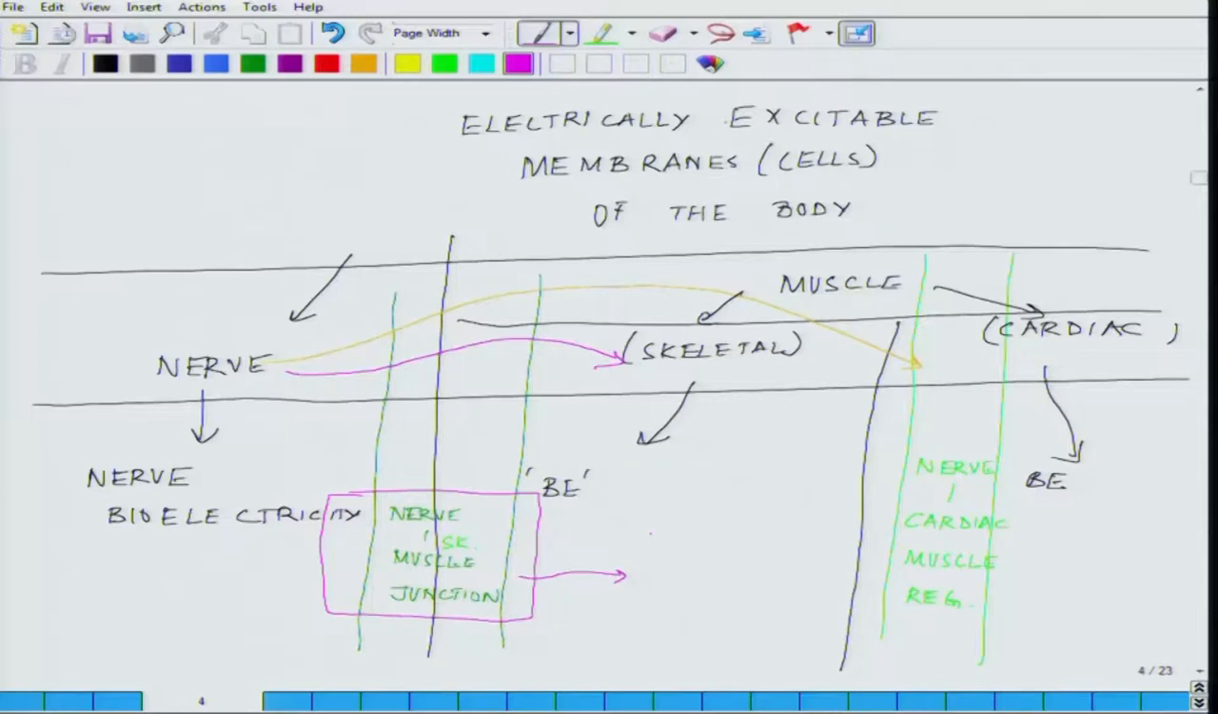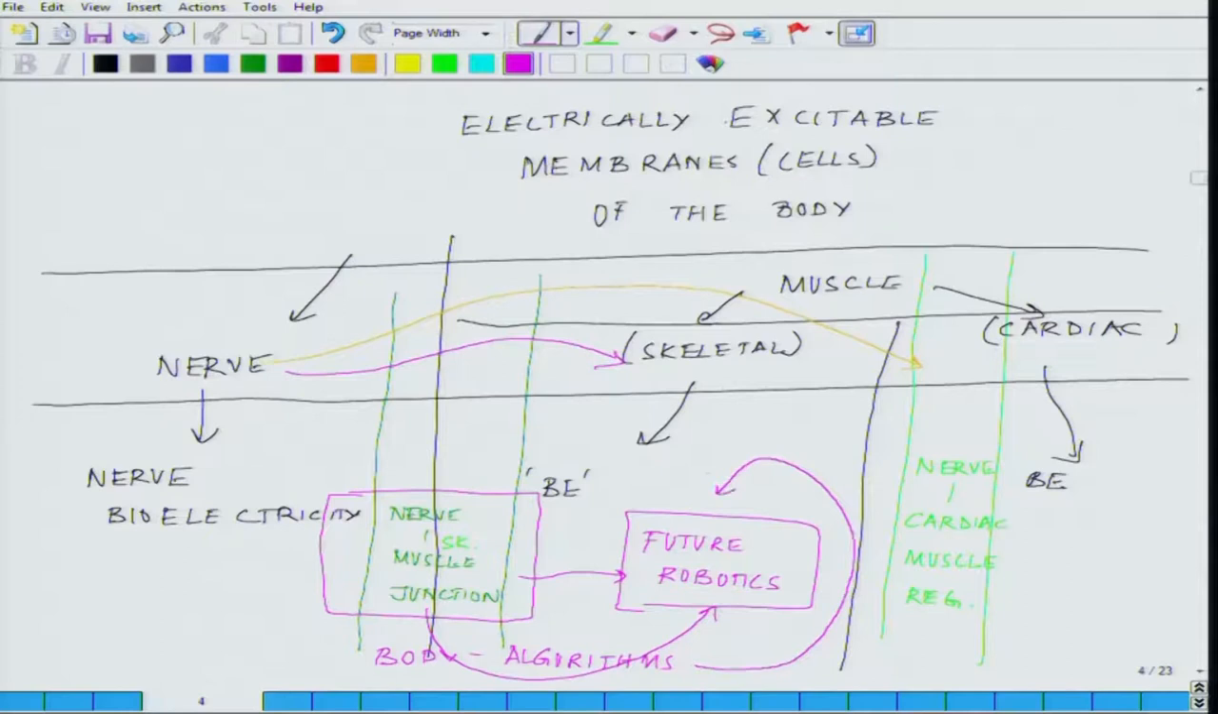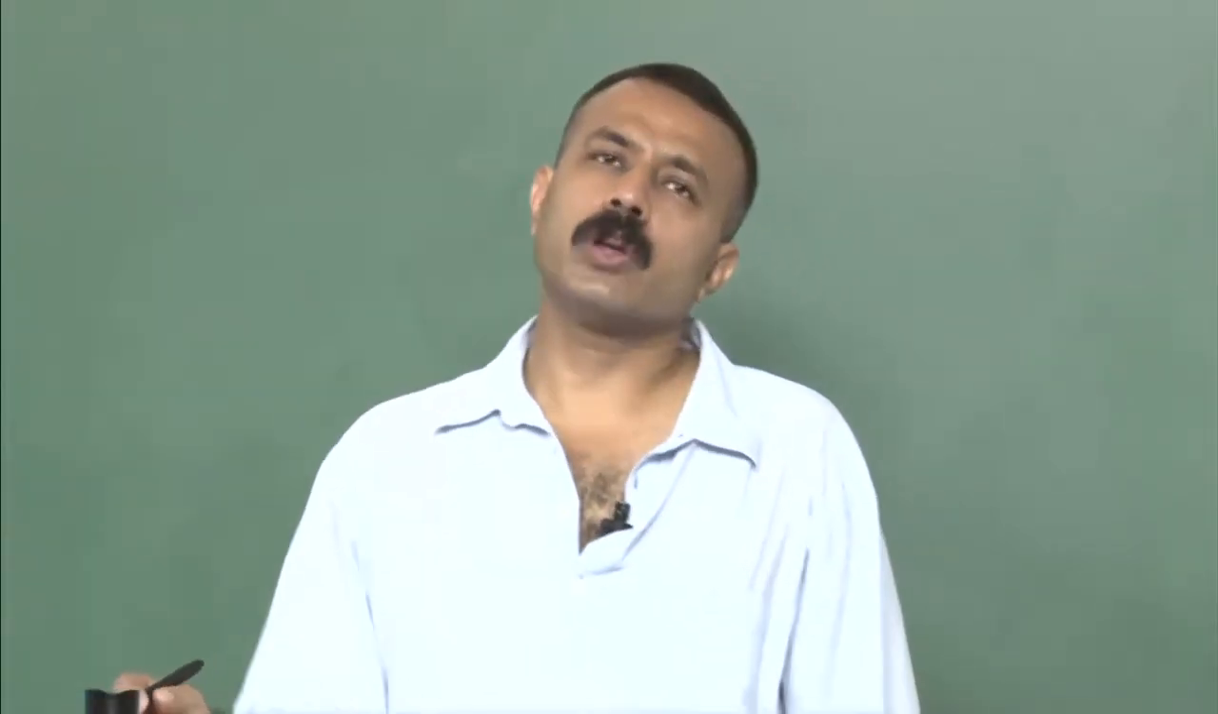So, this is the area, the nerve muscle junction, which I try to highlight out here, has profound impact in future robotics. Future robots may use some of the algorithms of the body. So, basically, first of all we have to understand and translate these body algorithms into a machine algorithm to execute the job. Okay. So, this is how the understanding of nerve muscle junction could be of big help.